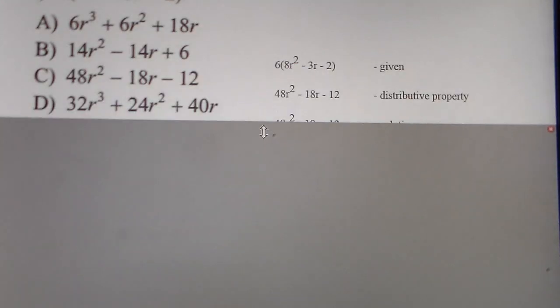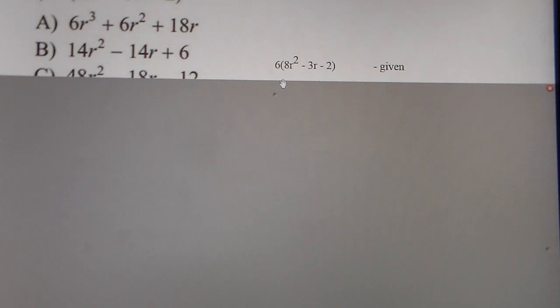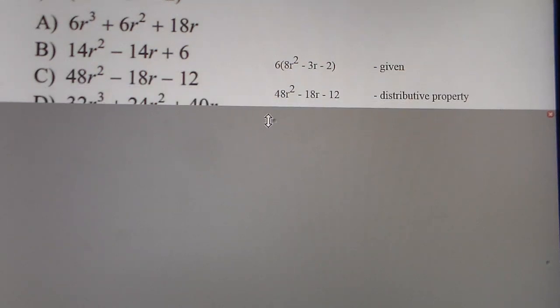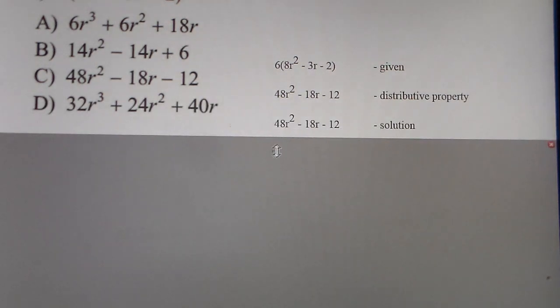Number 12. We're going to be doing the same thing. We're given 6 times 8r squared minus 3r minus 2. We multiply it out. 6 times 8 gets you 48, so we have 48r squared. 6 times negative 3r gets you negative 18r. 6 times negative 2 gets you negative 12. So that is our solution, 48r squared minus 18r minus 12.